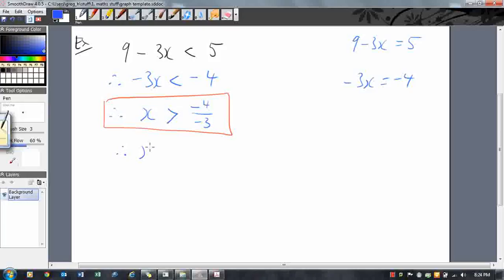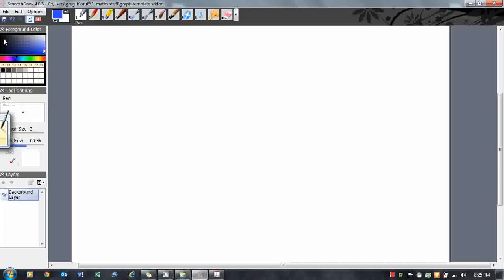So simplify that out. X is greater than 4/3, negative 4 divided by 3. That's the answer here. So you just got to make sure you follow those rules. That's all there is to inequalities. Okay, I'll just do probably one more example. That's all there is to it.